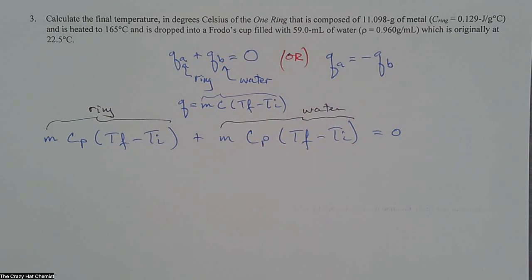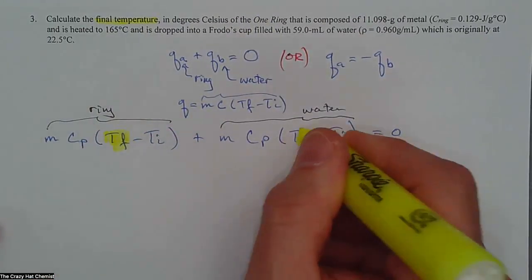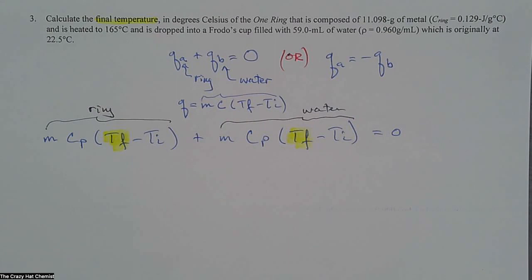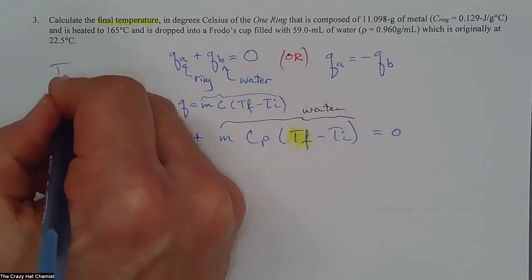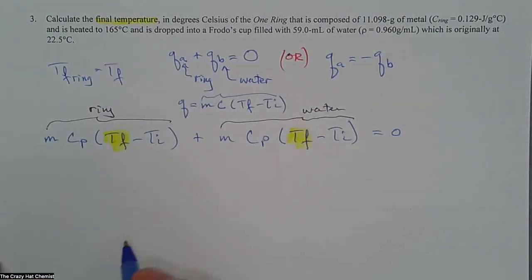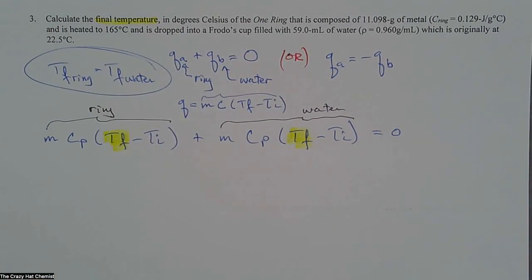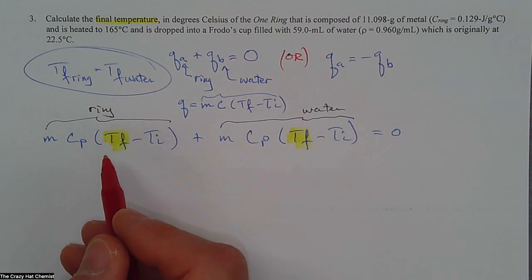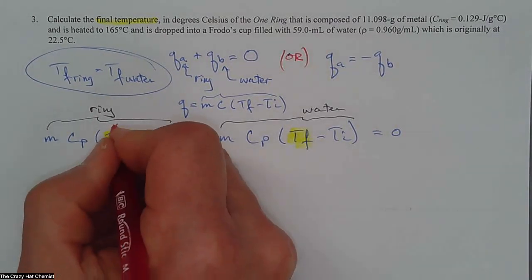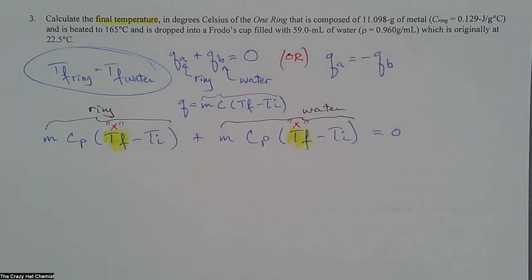If it says calculate the final temperature, that's what we're trying to calculate. This is the final temperature, that is the final temperature, that is the final temperature. So the final temperature of the ring is equal to the final temperature of the water, and that's when thermal equilibrium occurs. Effectively, we are solving for the final temperature right here, and we're going to call that X. That's what we're solving for. The final temperature of the ring and the final temperature of the water are going to be the same number.